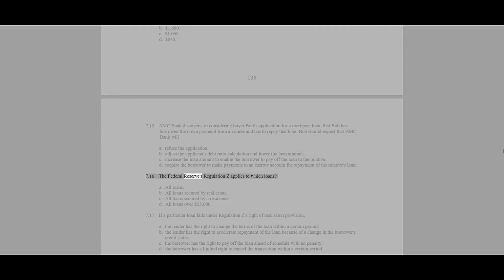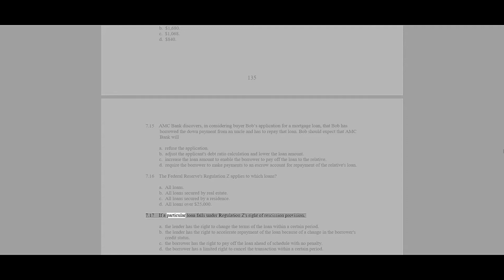7.16 The Federal Reserve's Regulation Z applies to which loans? A. All loans. B. All loans secured by real estate. C. All loans secured by a residence. D. All loans over $25,000.